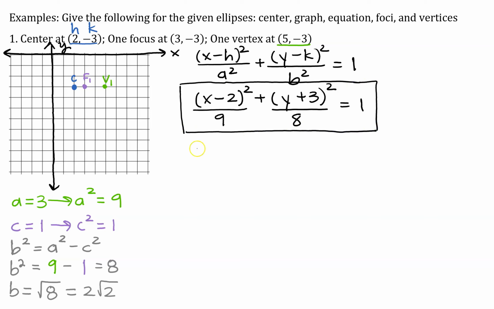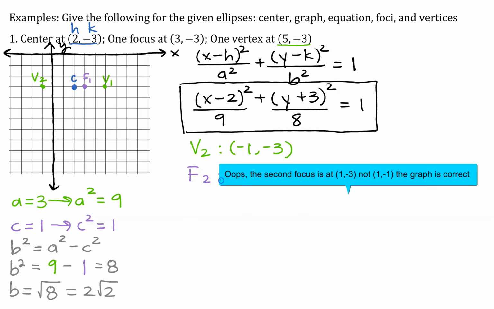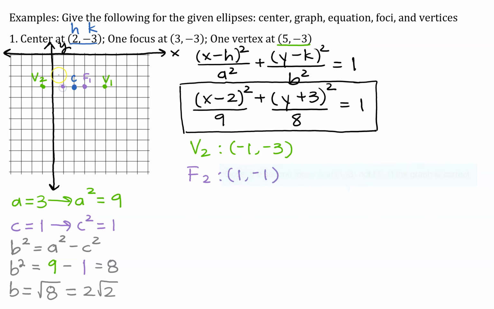We need to find our other vertex. We need to find our V2. Our other vertex is going to be a units to the left of the center. So going from the center of 2, -3 and moving 3 units to the left puts me at the point of -1, -3. So that's our second vertex, -1, -3. We also need to find our second focus. It will be c units to the left of the center. And so that will be at the point 1, -1, just moving 1 unit to the left of the center.